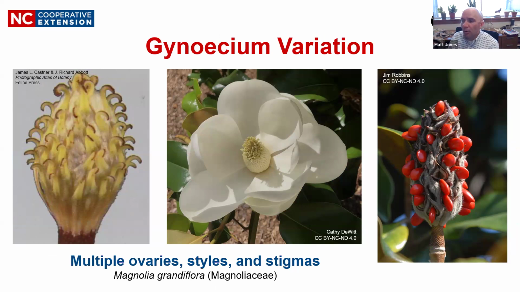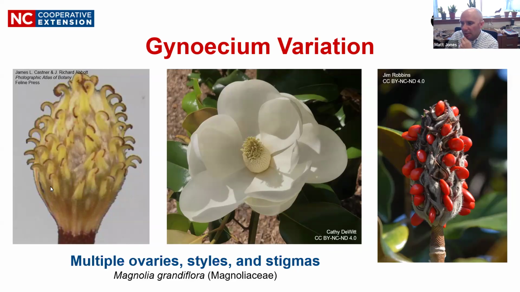So you can have multiple ovary styles and stigmas to varying degree, like in the case of this magnolia flower there. What's characteristic and not uncommon with more primitive flowering plants like magnolia is that there can be a gradual transition between sepal-like structures, petal-like structures, stamen-like structures, and pistil-like structures. The numerosity of those parts is also sometimes a characteristic of these more primitive plants too.